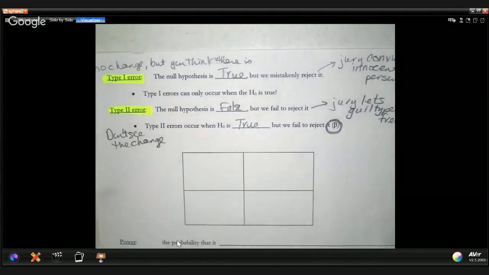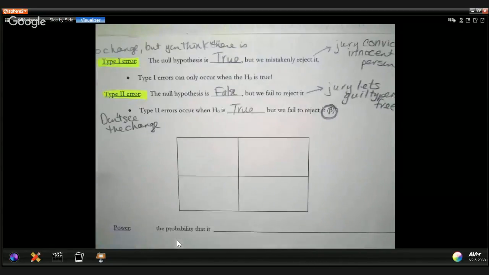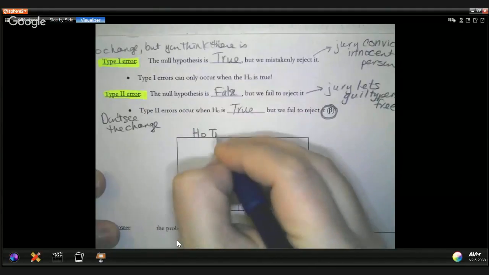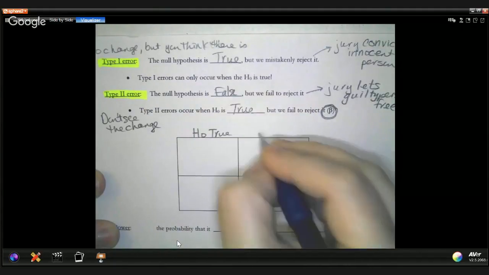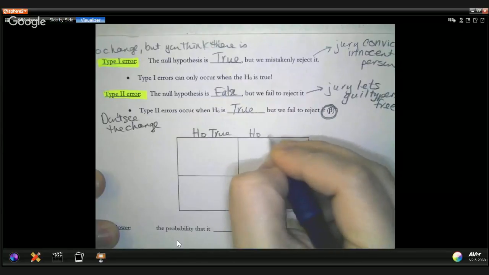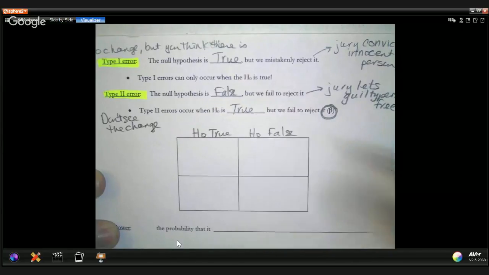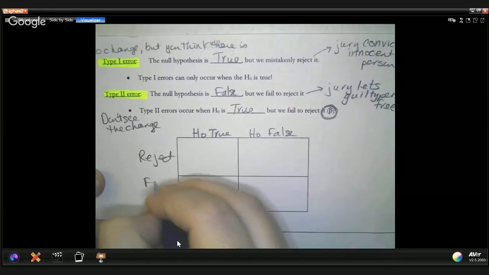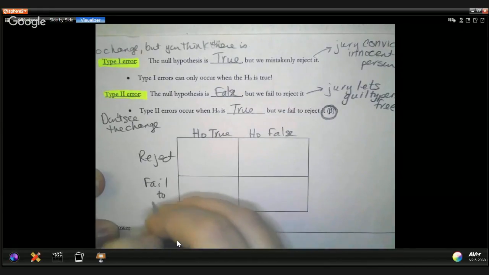So some people like to see the table. This is something the textbook had, so I wanted to include it. There are 2 options: your null is true or your null is false, and then you can reject or you fail to reject. Those are the things that can happen.